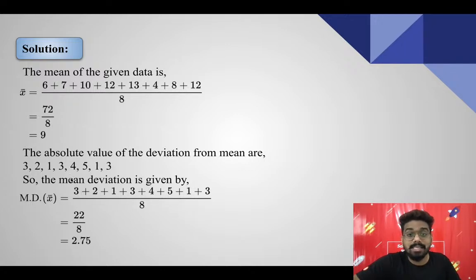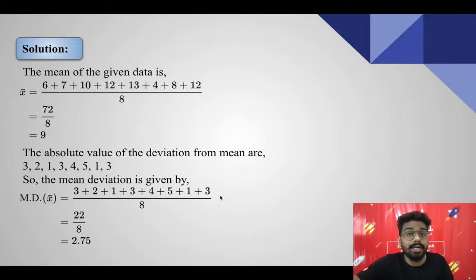So 9 minus 6 is 3. I am looking for the absolute values. Plus 9 minus 7 is 2. 10 minus 9 is 1. 12 minus 9 is 3. 13 minus 9 is 4. 9 minus 4 is 5. I am looking for the absolute positive values. 9 minus 8 is 1. 12 minus 9 is 3.